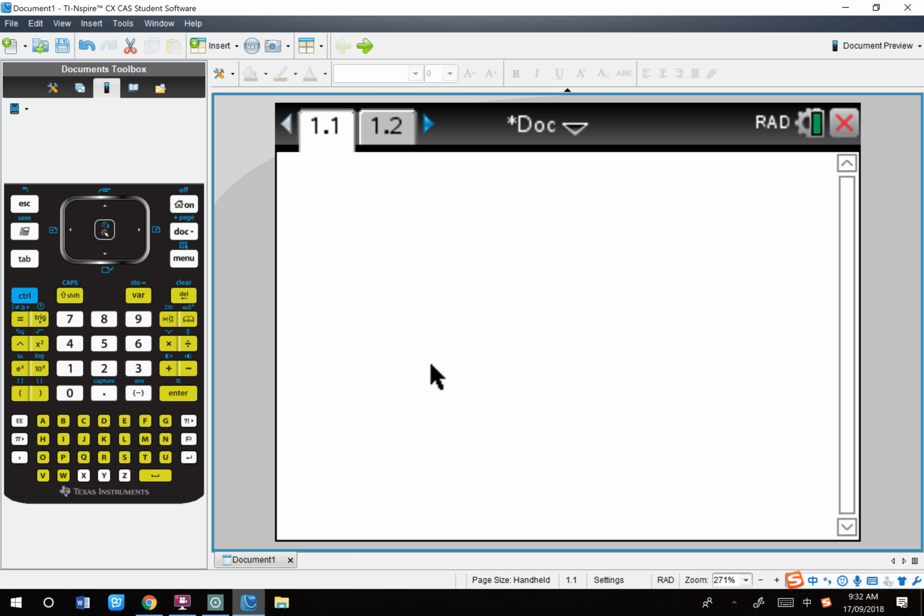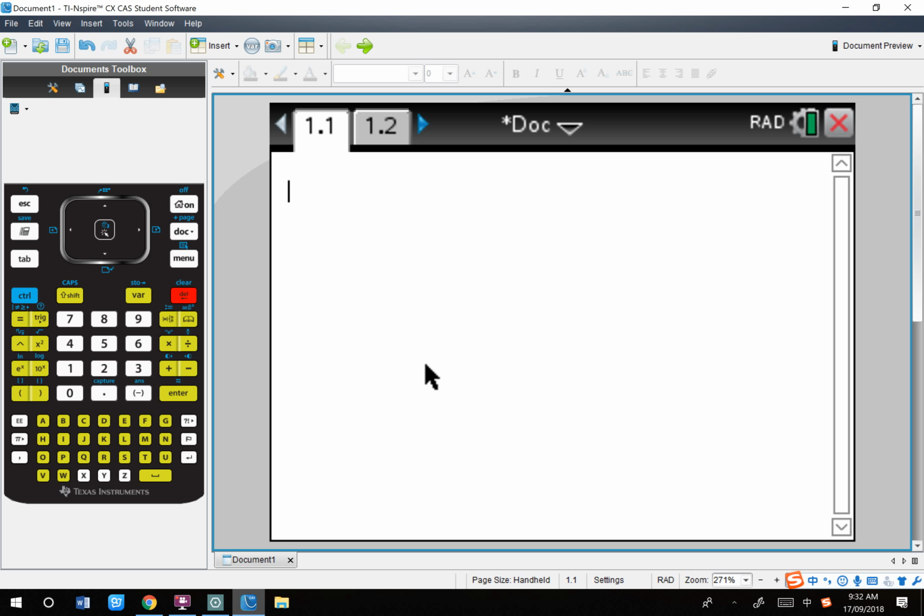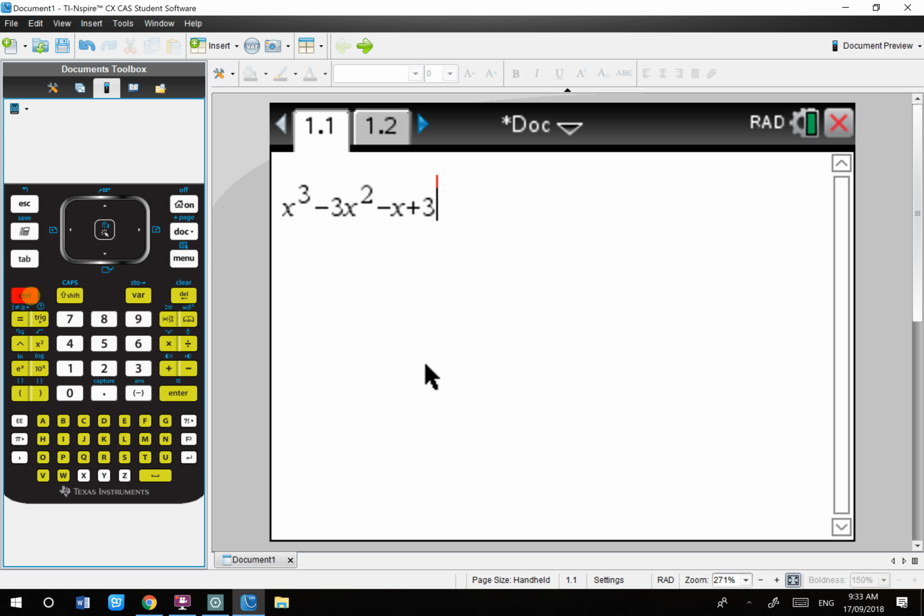So what I will do first is type x cubed minus 3x squared minus x plus 3. That's the function. If you can see what I'm typing here, that's the function. I will define it. To define it, press the control key above the equal sign, hold it, and press the button above 9, VAR. Control and then VAR.